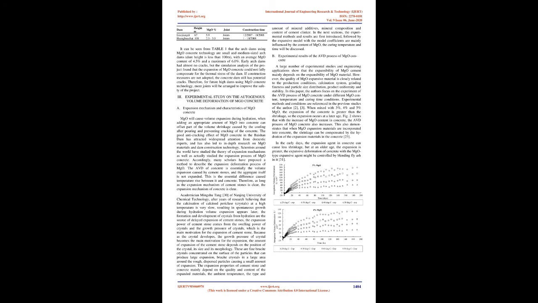Previous studies such as Guo et al. 15, Lu et al. 22, and Gao et al. 23 made predictions about the AVD process of MgO concrete. These studies and applications have shown that the expansion properties of MgO materials will determine the expandability of MgO cement. However, the quality of MgO expansion materials is closely related to production conditions, calcination systems, grinding fineness, and particle size distribution, product uniformity and stability.